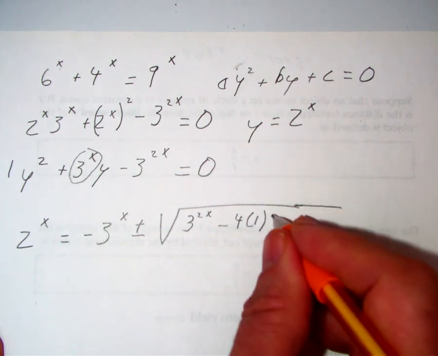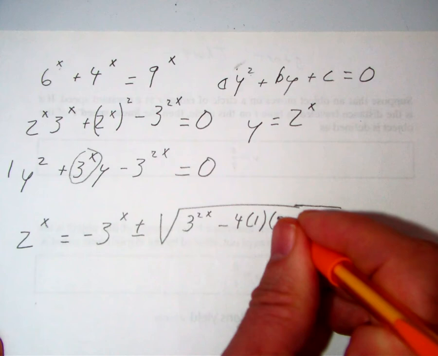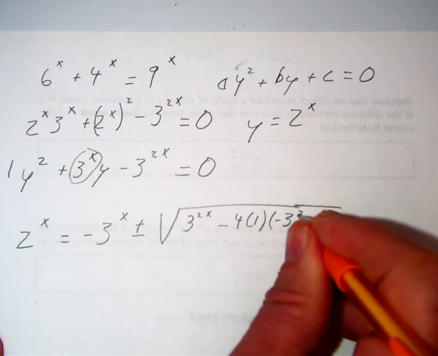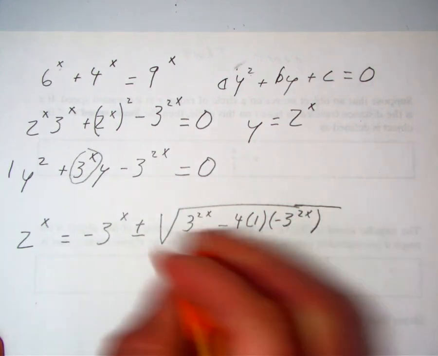Now, so y'all, you have minus 3 to the 2x there, all over 2.